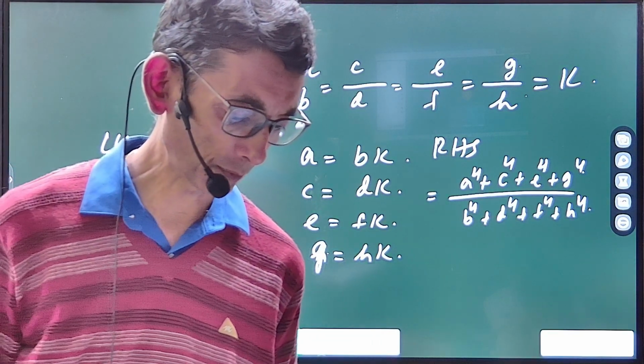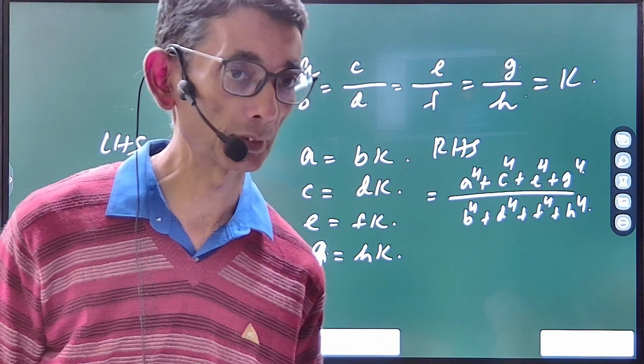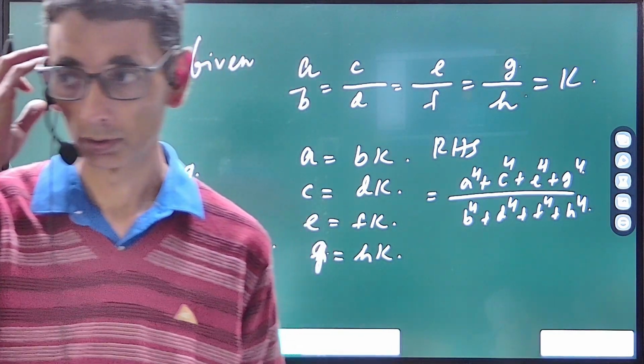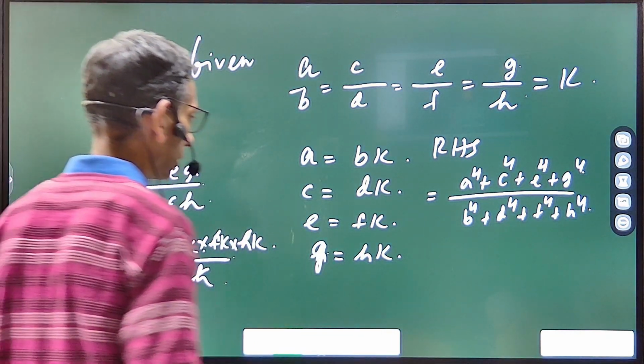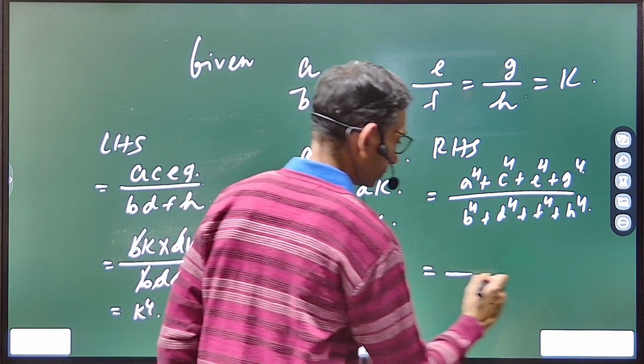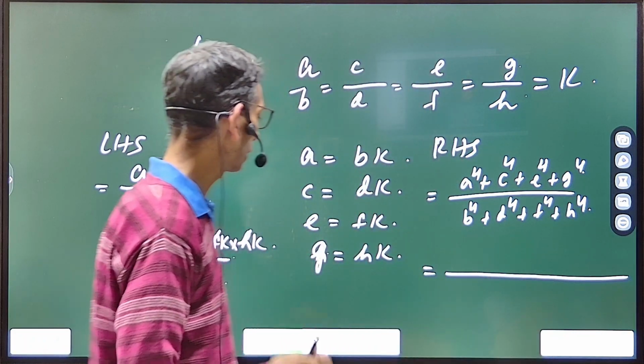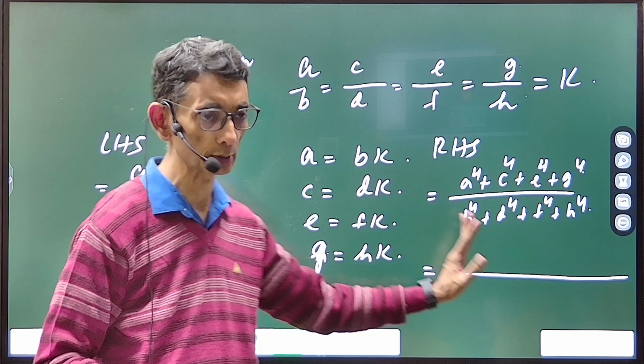Where is E to the power F? Have you seen in the book E to the power F? It should be E to the power 4. Whole? Now. Okay. Denominator we can't do anything. Denominator let it be like this.